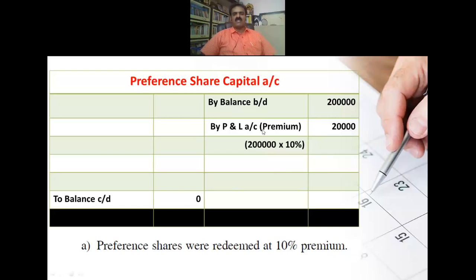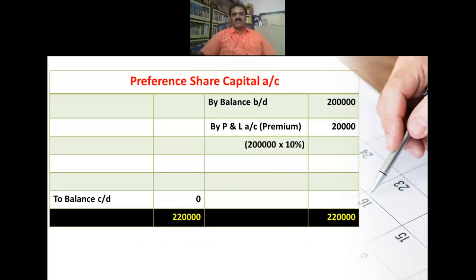Now close the account. So credit side is higher, 2,20,000, 2,20,000, and the balancing figure is called redemption. So actual value is 2 lakh rupees plus premium of 20,000. 2,20,000 will become the total redemption on preference share capital. This redemption value is an outflow of fund. It will come in the fund flow statement under application of funds. All bank accounts appear in the fund flow statement. So the first adjustment is concerned.